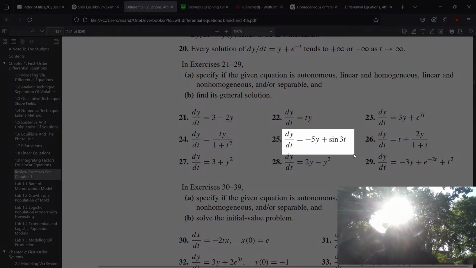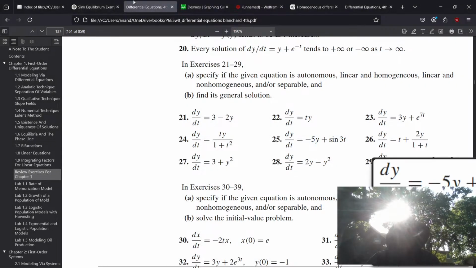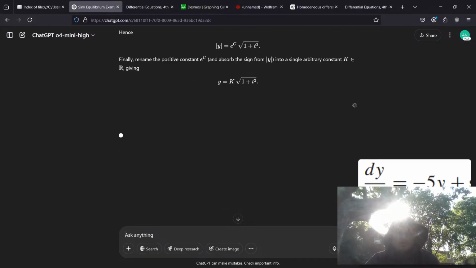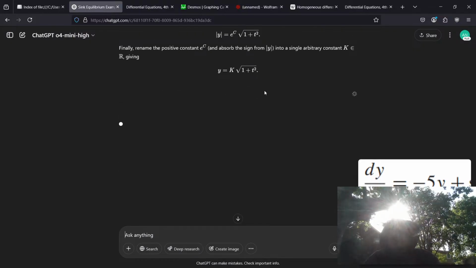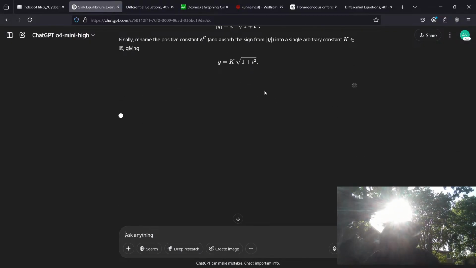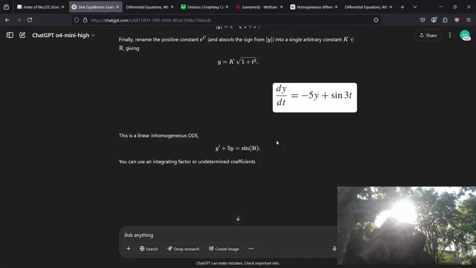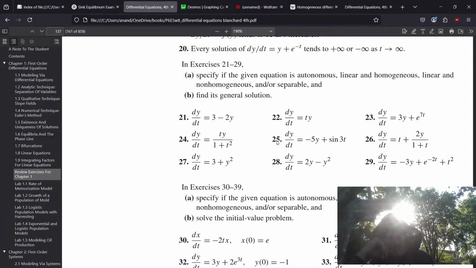It doesn't look separable, so I'm just going to ask for its solution. It's going to say recognize it's linear. Recognize it's linear. I guarantee it. What's going on? Here we go. There we go.